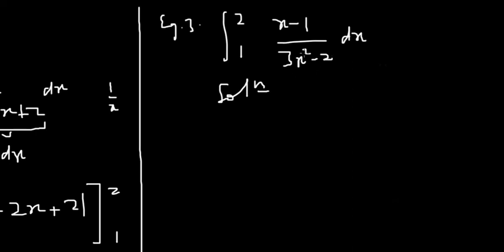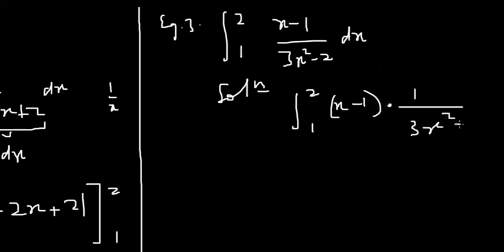So first we take the differential of the denominator. So let's first write it in that format. So we have x minus 1, and then multiply that by 1 over 3x squared minus 2. So let's first take the differential of the denominator. So this will give us 6x. So here you end up with 6x, then you divide that by 3x squared minus 2.